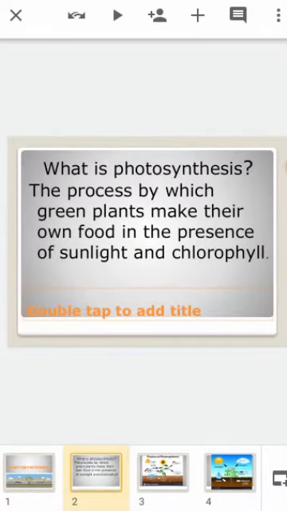What is photosynthesis? Children, do you know about photosynthesis? This is very clear. Photo means light, synthesis means to make. So it becomes photosynthesis.